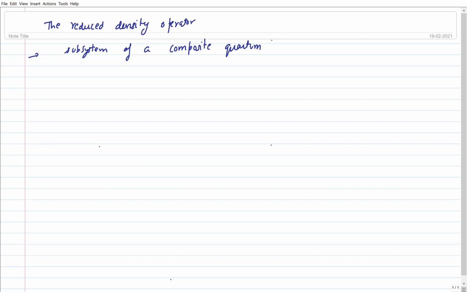Okay, so one of the most useful applications of the density operator formalism is the reduced density operator. It helps us describe a subsystem of a composite quantum system.